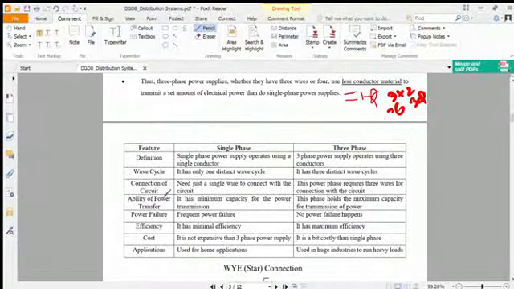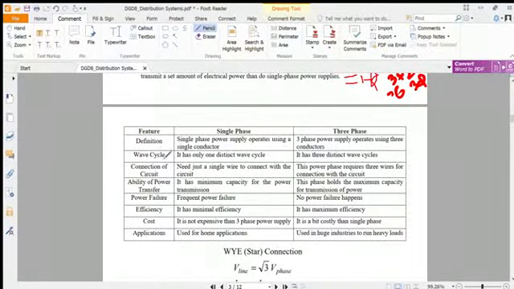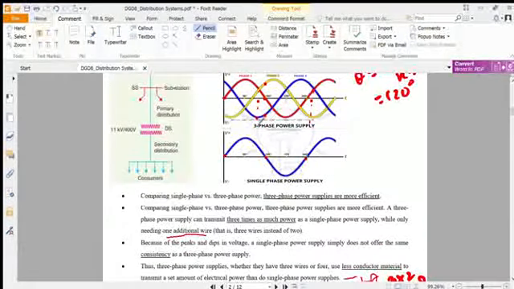So here is the clear difference between single phase and three phase. The definition: single phase power operates with a single conductor and has just one wave cycle, while three phase has three conductors and three wave cycles, as you see here from the figure.